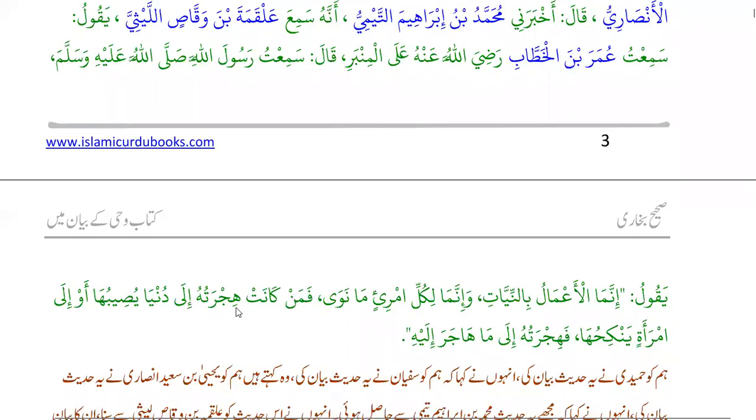Faman, so the one who, kanat, was, hijratuhu, his migration, ila dunya, to the world, yusibuha, he earns it, aw ila imra'atin, or to a woman, yankihuha, he can marry her. Fahijratuhu, so his migration, ila ma hajara ilayhi, is to what he migrated for.